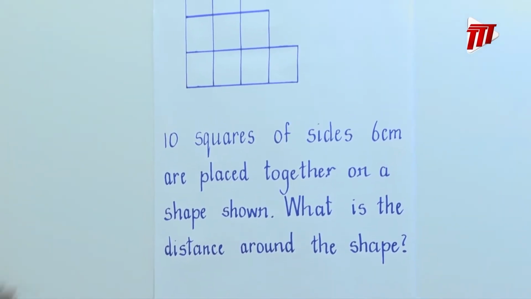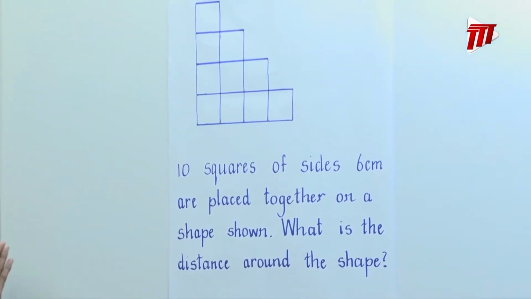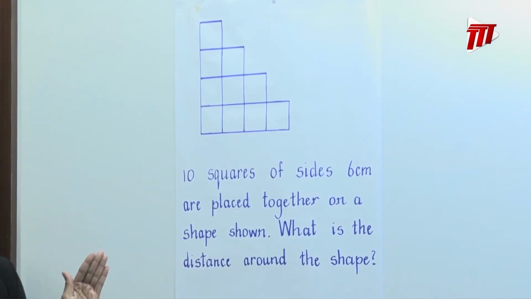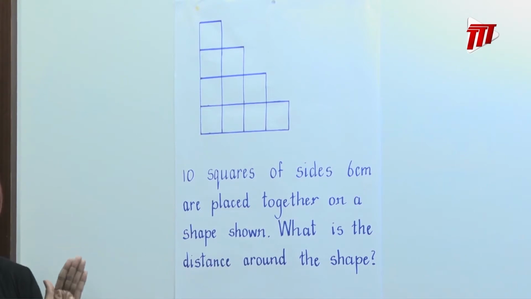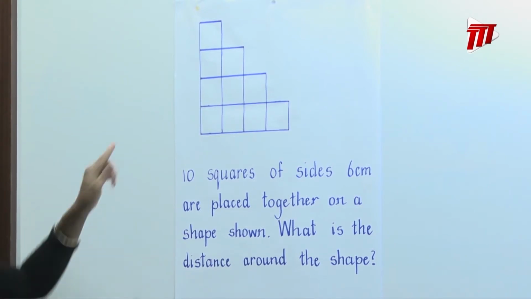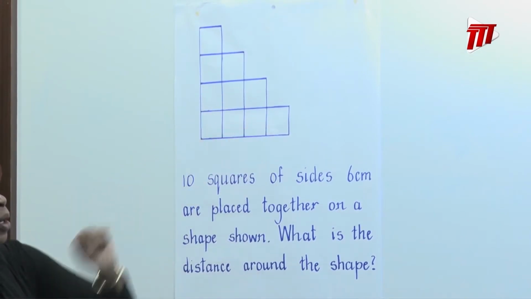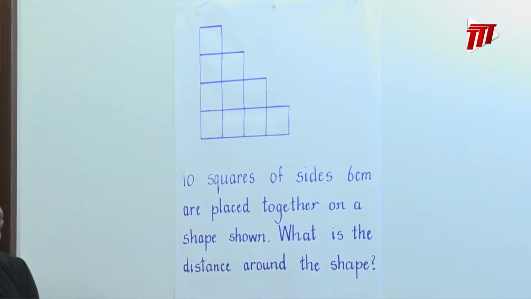Read it again. 10 squares of sides 6 centimeters are placed together on a shape shown. What is the distance around the shape? Let's look at the shape. Are you seeing the squares? We have the 10. 1, 2, 3, 4, 5, 6, 7, 8, 9, 10. Wonderful. They ask, what is the distance around the shape?